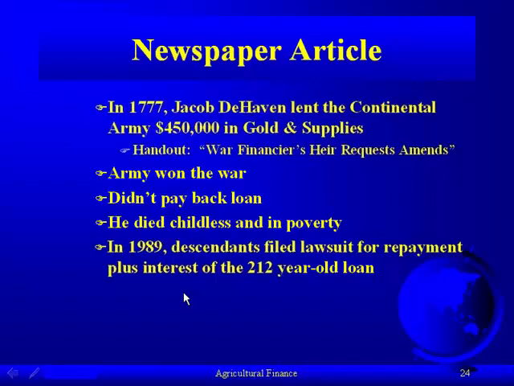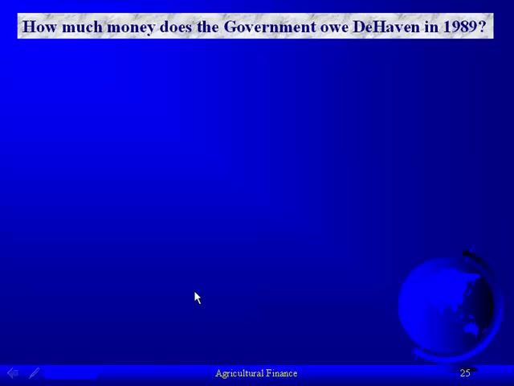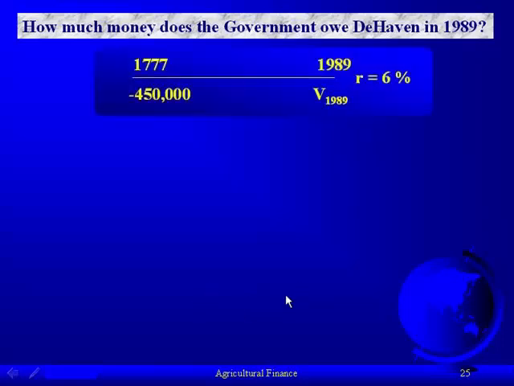Okay? Now, I want you to use your intuition here. Before calculating it, how much do you think the government, you and I, owes the de Havens after 212 years of having this loan, and particularly if we assume that interest is accrued at 6% compounded annually? 20 million? 40 million? How much money does the government owe de Haven in 1989 under the assumptions that we just listed?